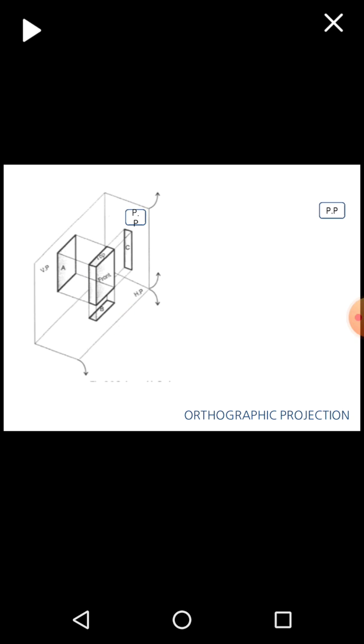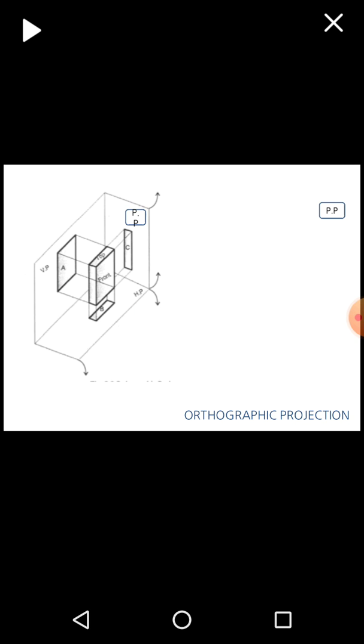Now we will see the representation of the object if it is placed in the first quadrant. Now one block is given, it is placed in the first quadrant and we have to draw its front view, top view and side view. Now for taking the projection on the vertical plane, the observer will be looking from the right side. Okay, so as the observer is looking from the right side, we'll take its projection on the vertical plane and we'll get the projection as a on the vertical plane.